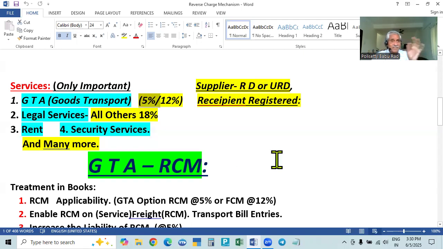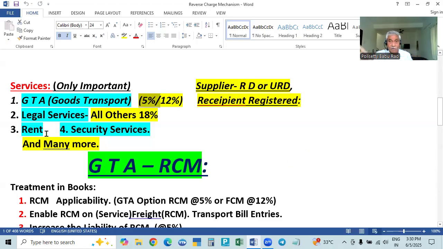So they will not enter any tax, because that comes under reverse charge. So the tenant who takes it on rent has to pay the tax directly to the government, and he will claim the RCM. He will claim the ITC. Okay, so that is about the rent.